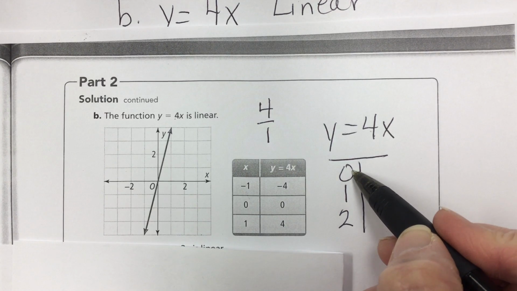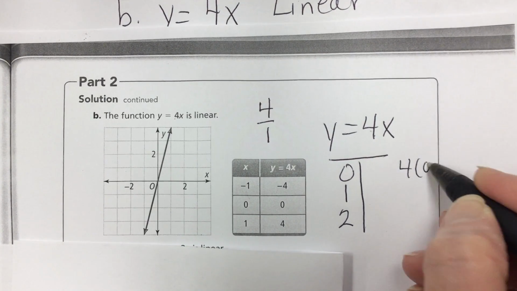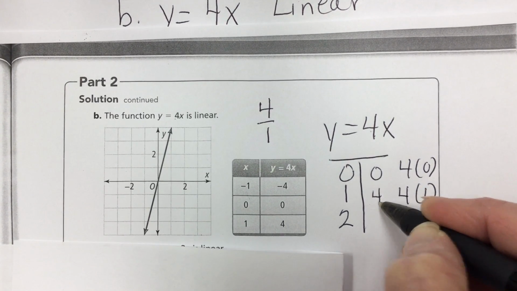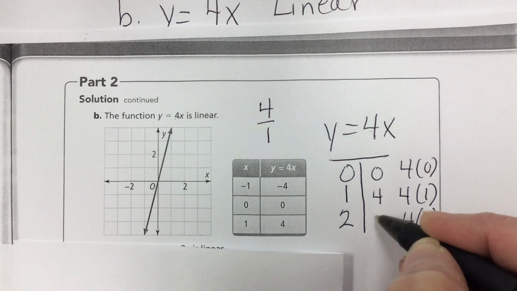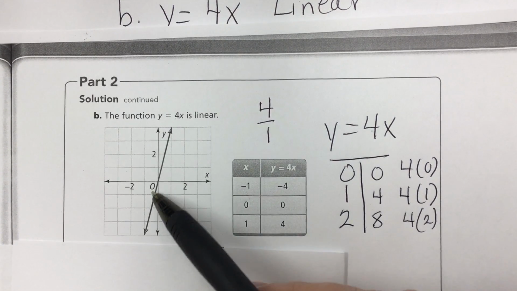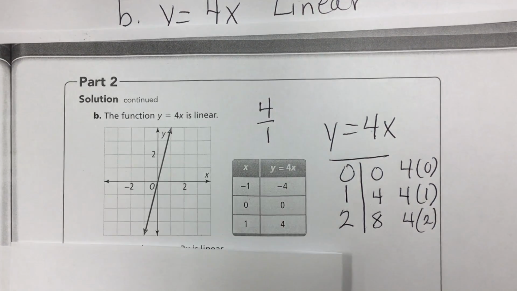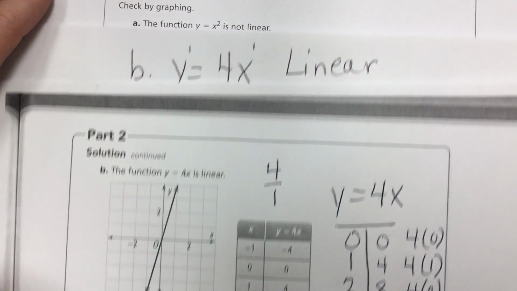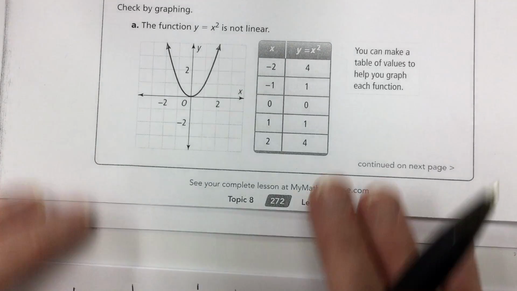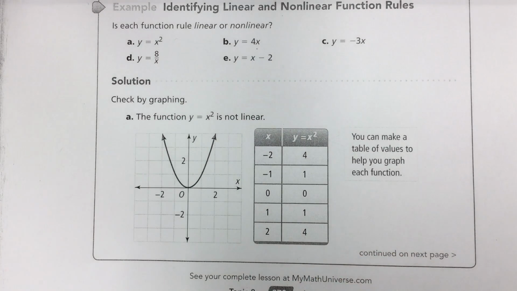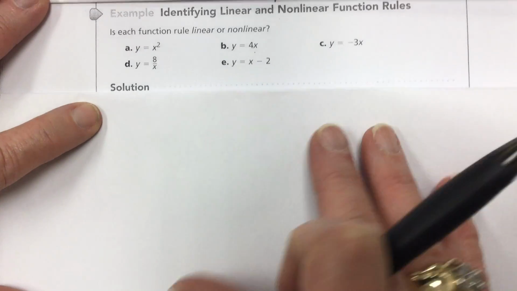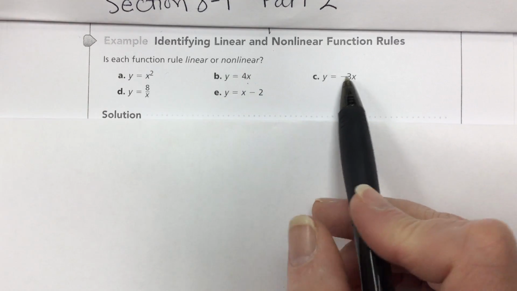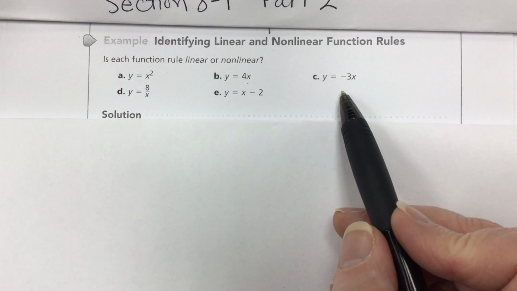4 times 0 would give me 0. 4 times 1 would give you 4. And 4 times 2 would give you 8. So there are more points on the same graph. So yes, B is linear. All right, let's go back and continue looking at the remainder of these. Looking at C, here I have y equals -3. y is to the first power, x is to the first power.